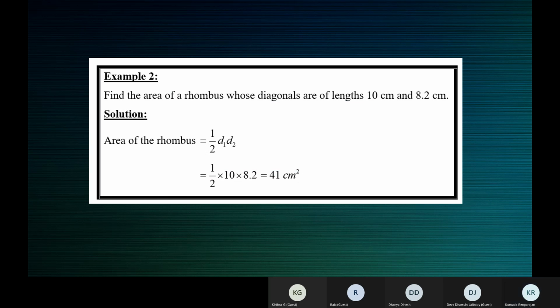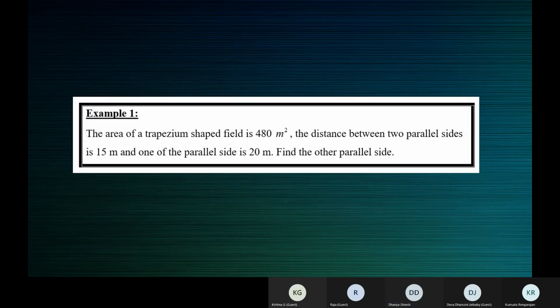Yeah, write down this answer. Completed, ma'am. All right. Completed, ma'am. Okay. Dhanya, over. Yes, ma'am. Next one.